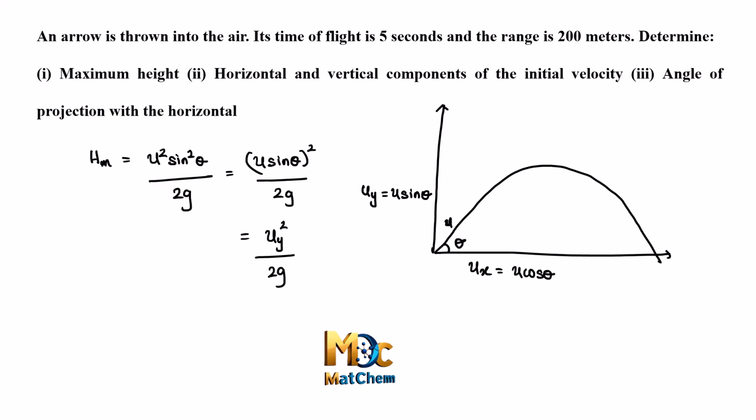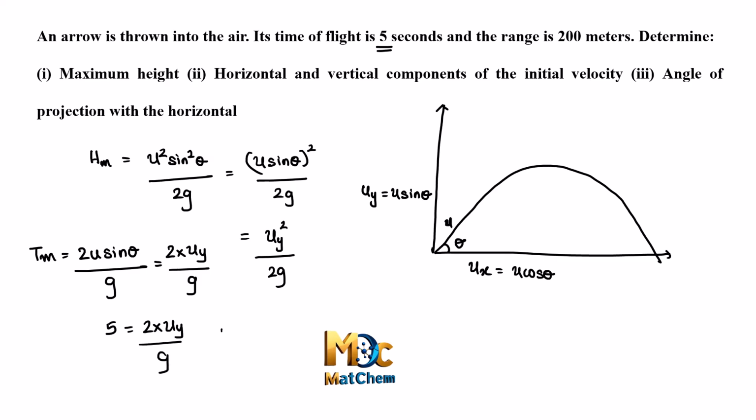But in the question they have given that the time of flight is 5 seconds. So what is time of flight? Time of flight is equal to 2u sin theta divided by g. What is u sin theta? U sin theta is uy. So that is equal to 2 into uy upon g. They have given that the time of flight is 5. That is, 5 is equal to 2 into uy upon g. Therefore, uy is equal to 5 into g divided by 2.